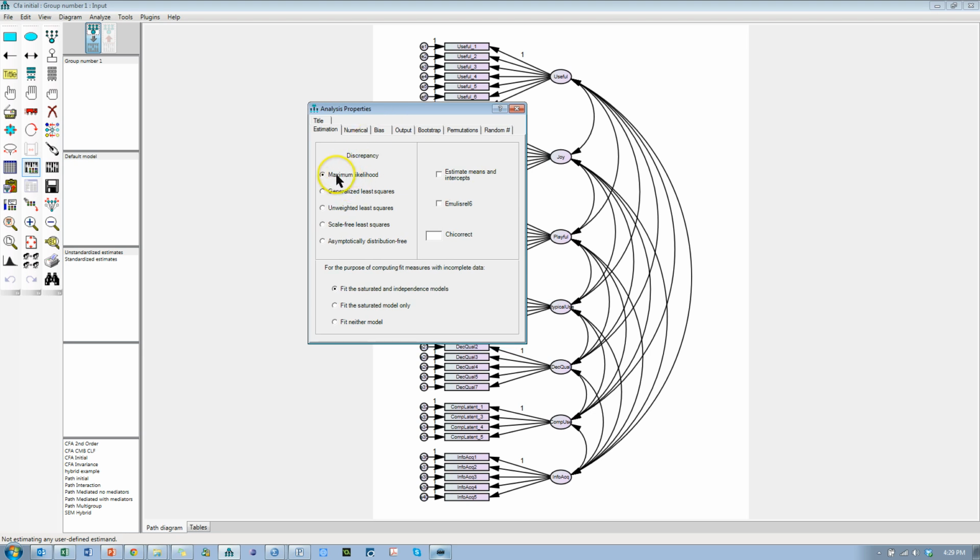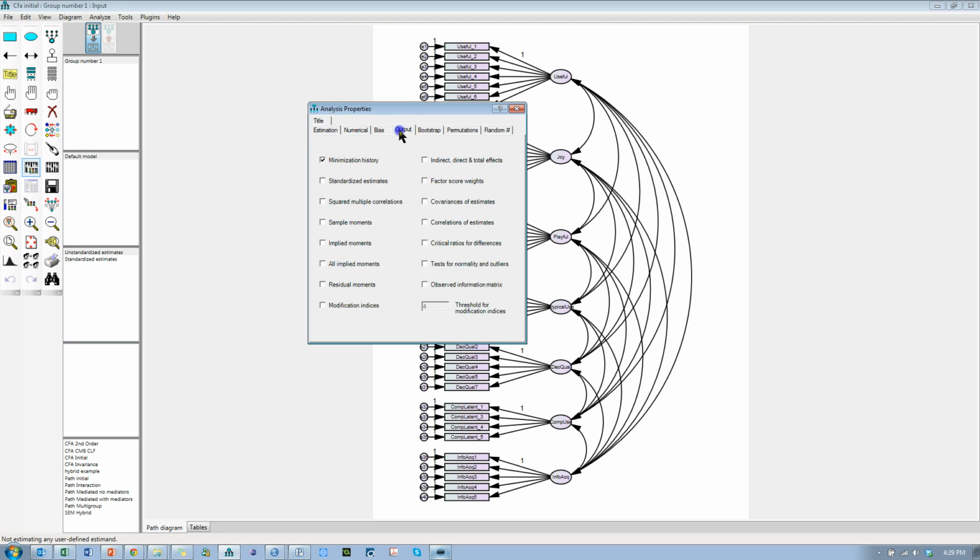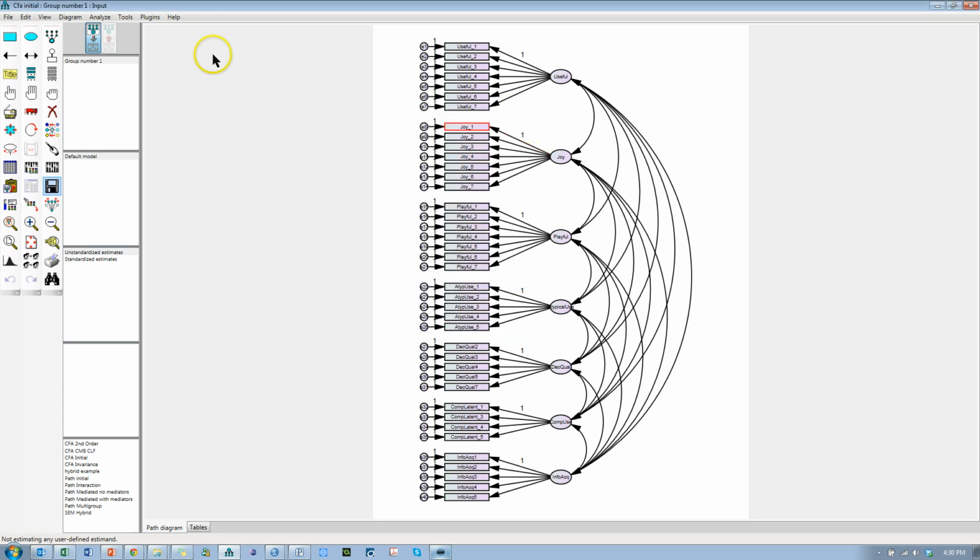We're using maximum likelihood as our algorithm. In my output, I want standardized estimates and modification indices for now, with a threshold of 10 right here. If that doesn't make any sense, don't worry, we'll talk about it. Okay. And close it. There's no OK button. You just have to close it. And save and run. Run is this not colored abacus. I thought it was a piano at first, but piano black keys only come down.